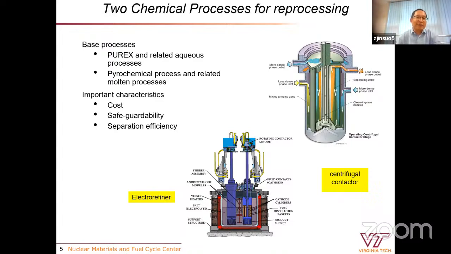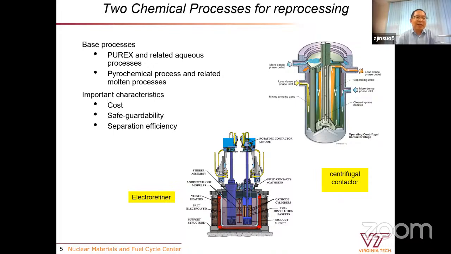One is they call it PUREX. Actually, I call it the wet process because they use water, H2O. So PUREX and related aqueous processes. That's one process that is commercially available to process the spent fuel.